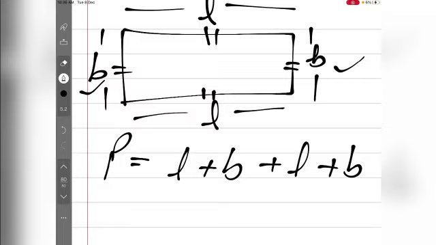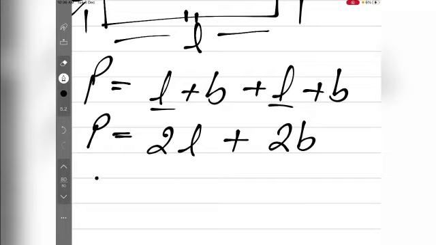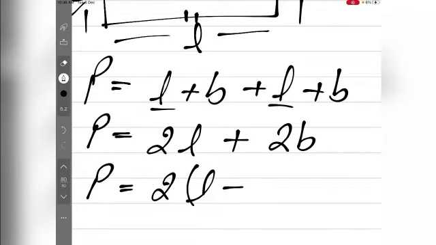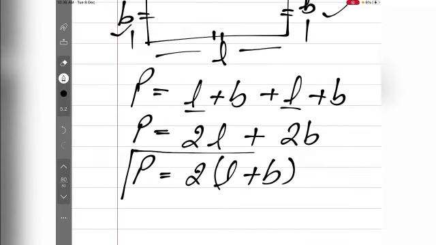So we have added all the lengths and breadths. Length plus length becomes 2 times length, and breadth plus breadth becomes 2 times breadth. Now we can take 2 common, so we write in bracket length plus breadth. So basically the perimeter of a rectangle is 2 multiplied by the bracket of length plus breadth. So this is the perimeter of a rectangle.